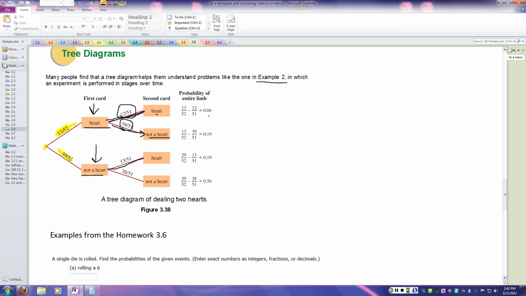So now if I want to know the probability of getting 2 hearts, this would be getting 2 hearts. This would be getting a card that's a heart, and then not a heart. This would be getting a card that's not a heart, and then getting a heart. This would be getting 2 not hearts.